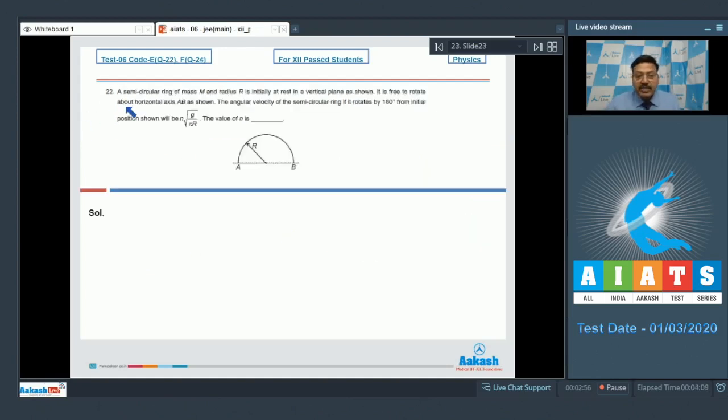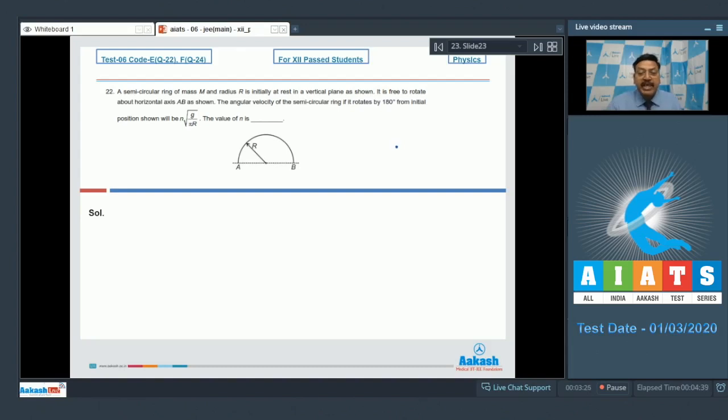Question 22 says a semicircular ring of mass M and radius R is initially at rest in a vertical plane as shown. It is free to rotate about horizontal axis AB as shown. The angular velocity of the semicircular ring, if it rotates by 180 degrees from the initial position shown, will be n into under root of g by pi r. The value of n is. So we have to apply the concepts of rotation.